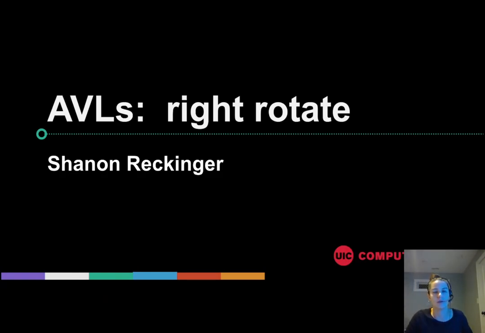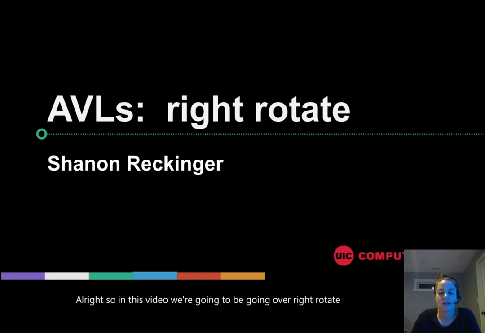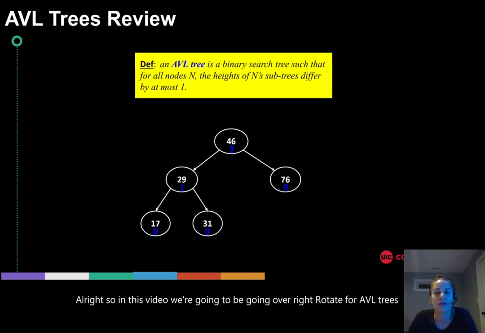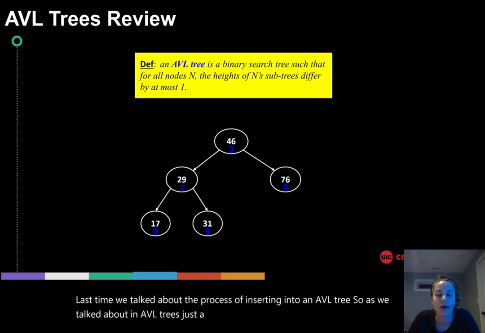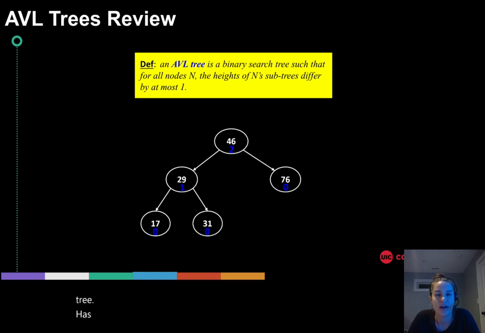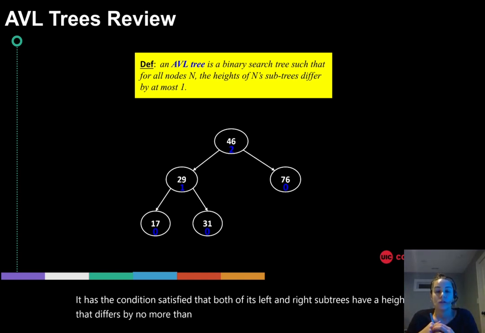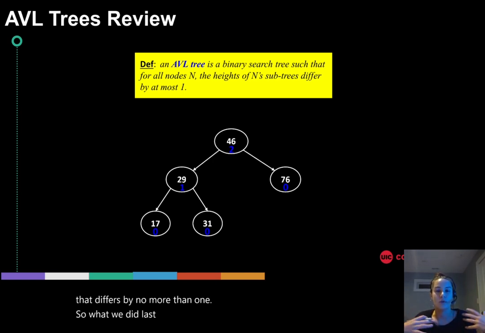Alright, so in this video we're going to be going over right rotate for AVL trees. Last time we talked about the process of inserting into an AVL tree. As we talked about, an AVL tree is just a binary search tree where every node in the AVL tree has the condition satisfied that both of its left and right subtrees have a height that differs by no more than 1.